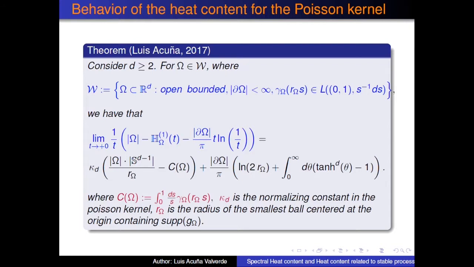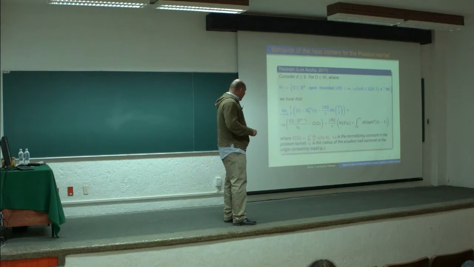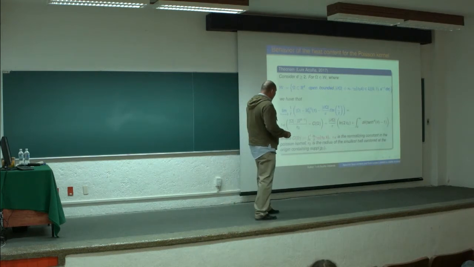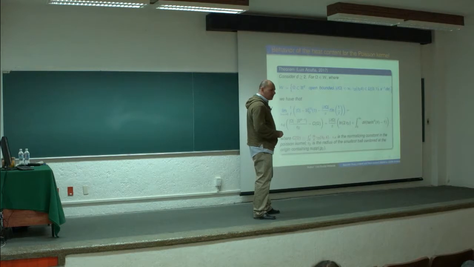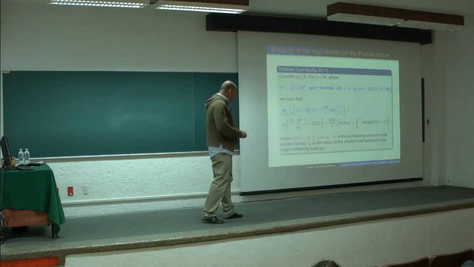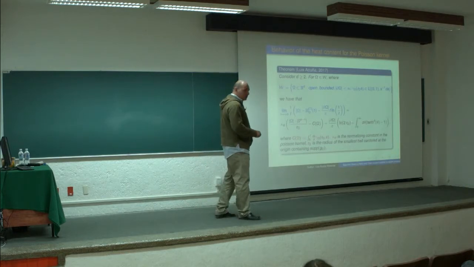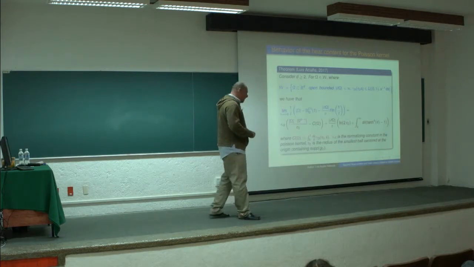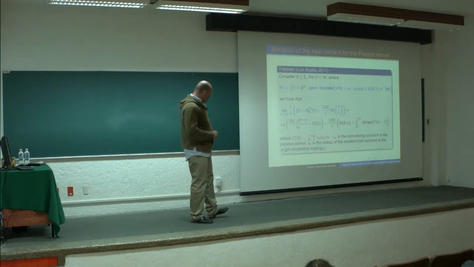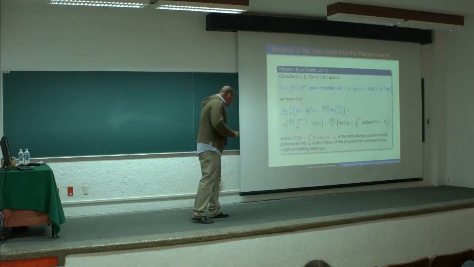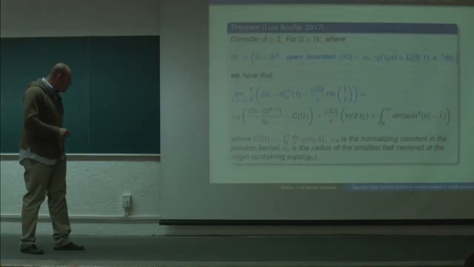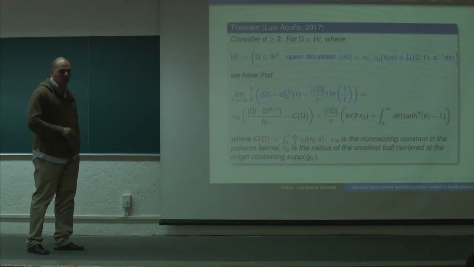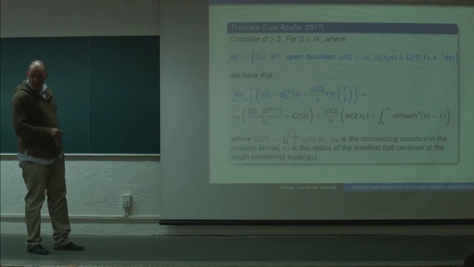What is interesting here is the amount of geometric information that we have in this expression. If we take a look here, this is the contribution of the Euclidean space; you can see the dimension d involved in that term. On the other hand, I have the radius of the smallest ball centered at the origin containing the support. I have the surface area of the boundary, also the volume, also the normalizing constant of the Cauchy process. And here, like I told you before, I have hidden information about the set Omega in this constant. Now you can see why I asked for this condition: to make sense of the constant C of Omega.